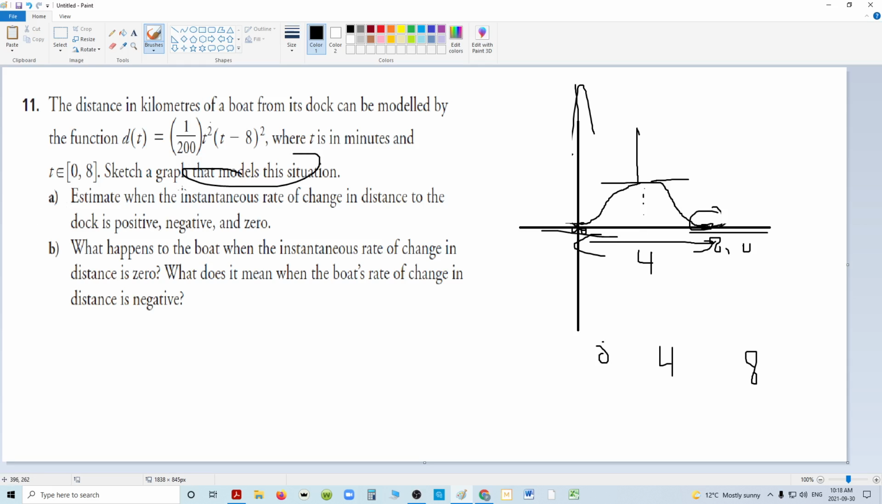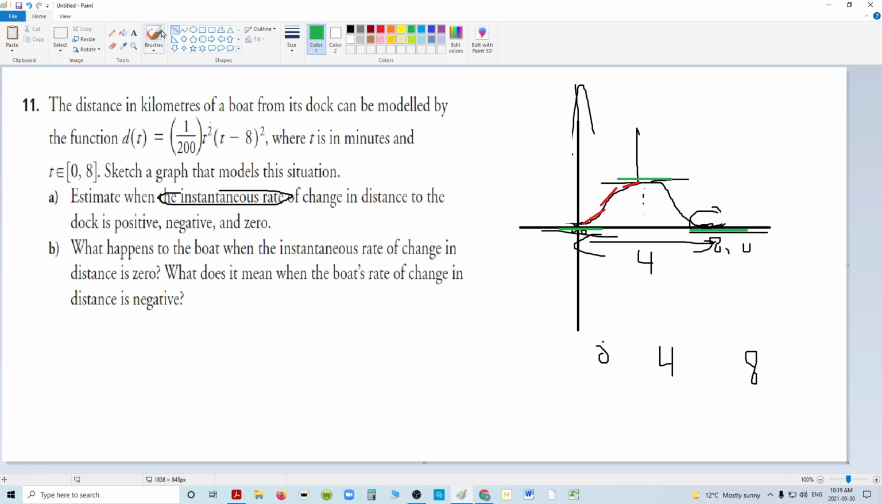Sketch the graph. So we did. Estimate when the instantaneous rate of change to the distance of the dock is positive, negative, and 0. So instantaneous rate of change is simply the slope of this graph. So I can see that all through here, after 0, but not including 0, it's positive. Right? Positive there, positive there. Not at the 4, though. I can see at the 0, the rate of change is going to be flat, 0. And I can see at 4, the rate of change is going to be flat, 0. And I can see at 8, the rate of change is going to be 0.